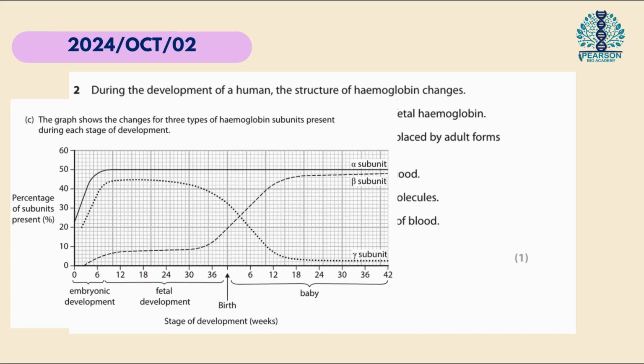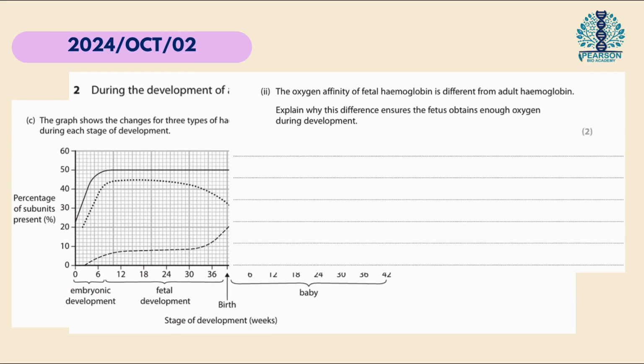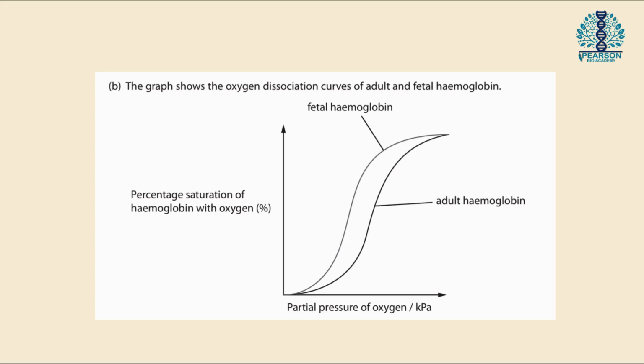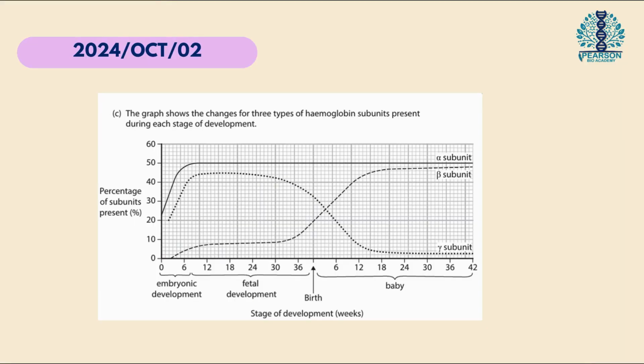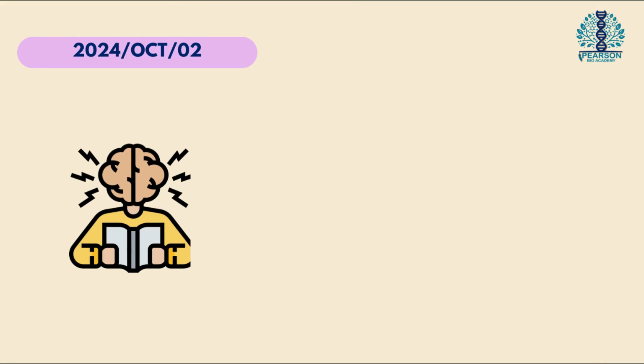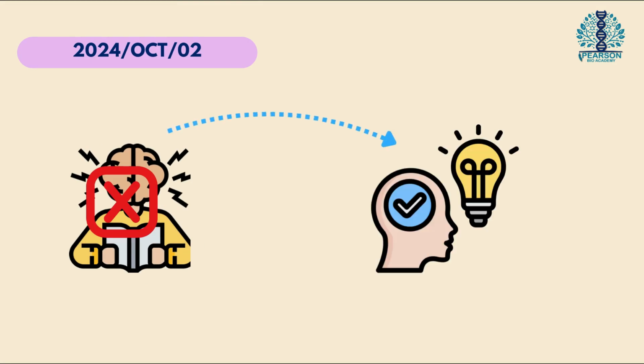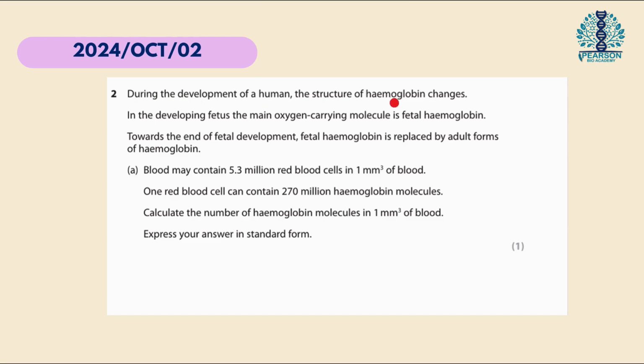This concept is tested again in the October 2024 paper. In the previous question, Pearson asked about the oxygen dissociation curves of fetal and adult hemoglobin. Now they are testing the same concept but in a different way. That's exactly why I always tell you, don't just memorize answers, understand the biology behind them. The question starts with a simple fact. During human development, the main oxygen carrying molecule is fetal hemoglobin. Towards the end of fetal development, fetal hemoglobin is gradually replaced by adult hemoglobin.